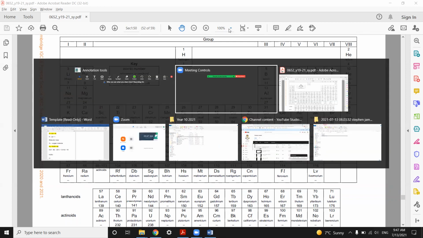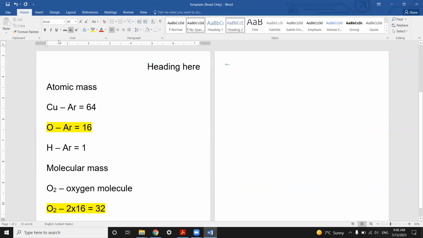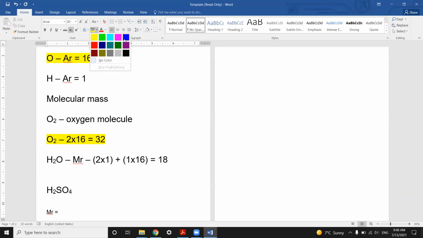Cool, and then the question is H2SO4. So you're looking for this one at the bottom here. So we're looking for H2SO4.